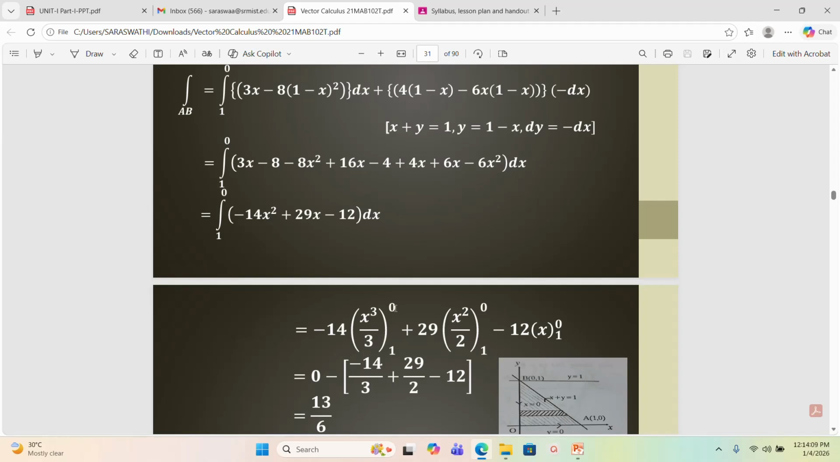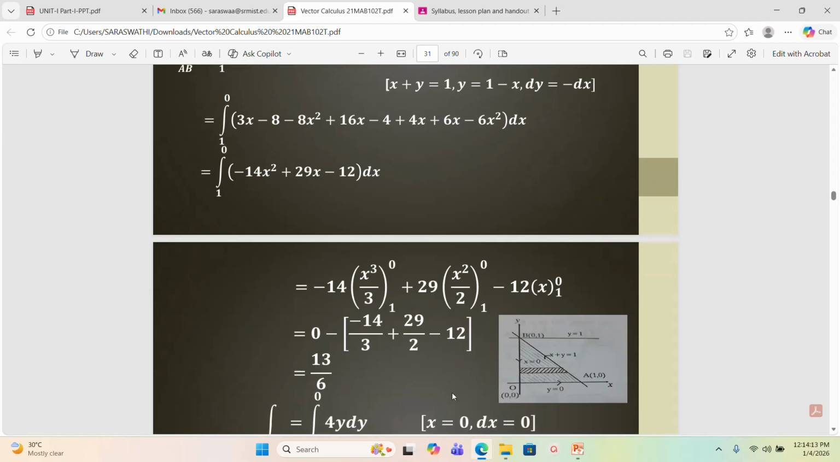So now upper limit as x is equal to 0 minus lower limit as x is equal to 1, and simplify. We have the answer 13 by 6. So this is the integration of the second case.